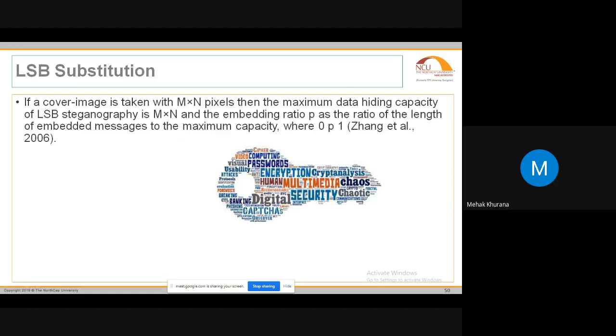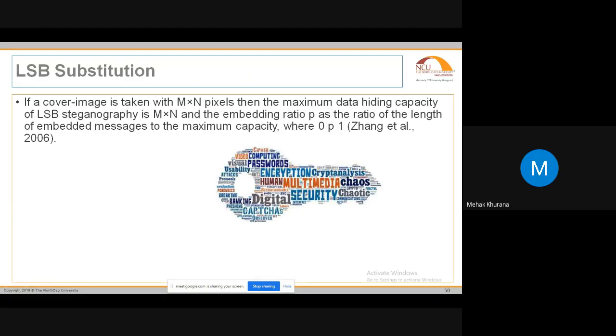Yeah, thank you, please. So LSB substitution is basically what we are trying to do. We are hiding the data inside M into N pixels. This is one of the papers that I've highlighted, Zhang et al., a paper from 2006. It tells us that M into N pixels amount of data can be hidden inside an image, that one bit can be hidden inside one pixel.